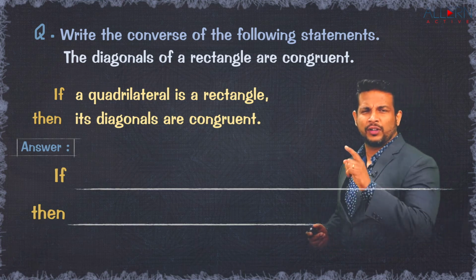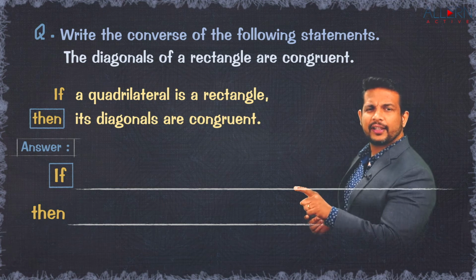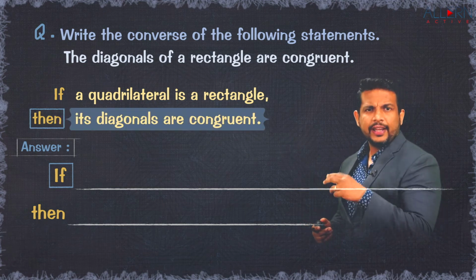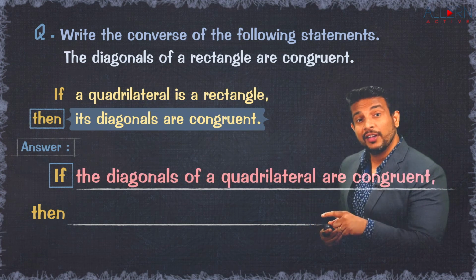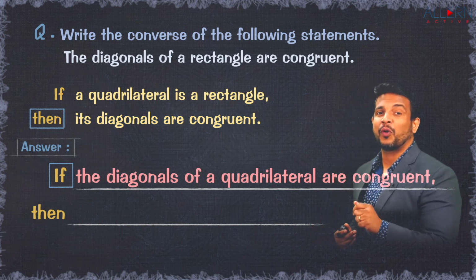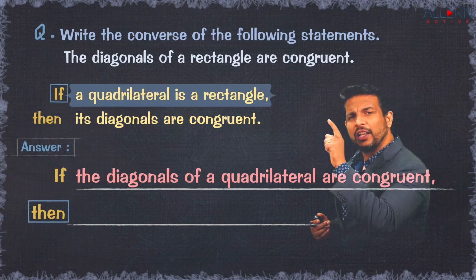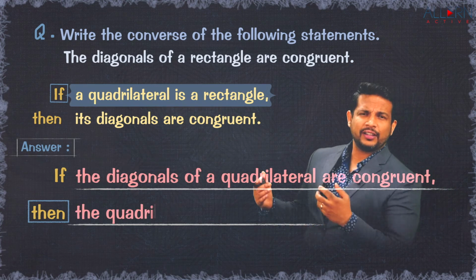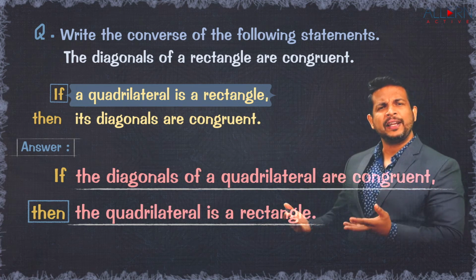So we are going to write the converse, right? We are going to focus on the consequent because that becomes the antecedent here. So what is the consequent? Diagonals are congruent. Its diagonals, right? So we write here, if the diagonals of a quadrilateral are congruent, then what happens? Then the quadrilateral is a rectangle. Then we can say, then it is a rectangle, or we write then the quadrilateral is a rectangle. So it's so simple. We got the converse statement.